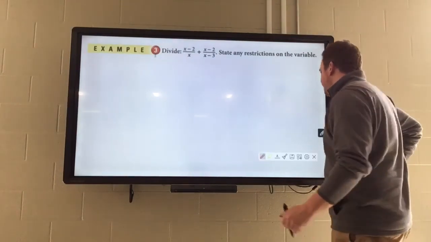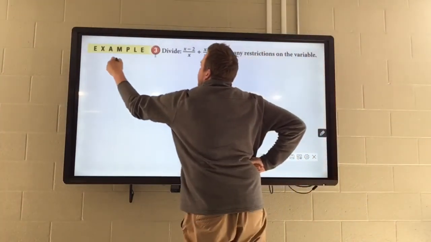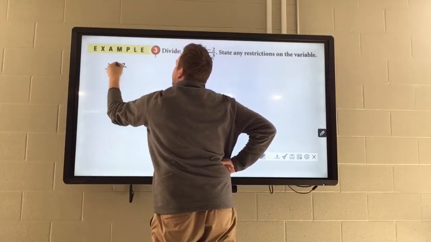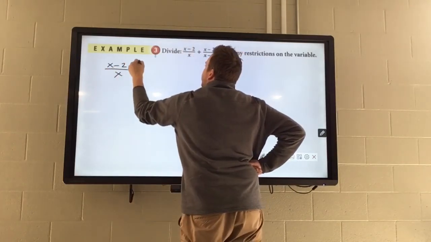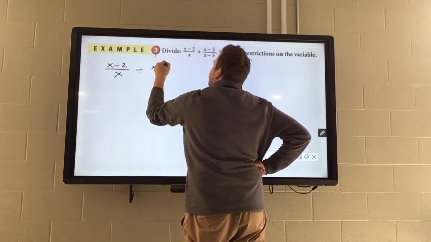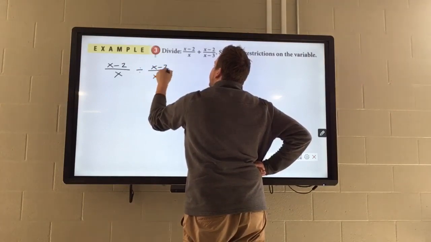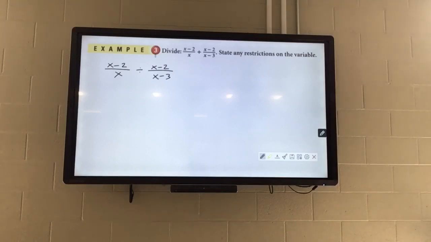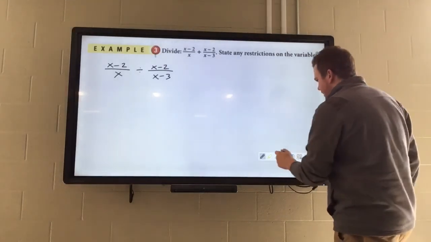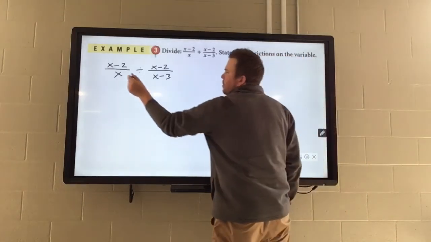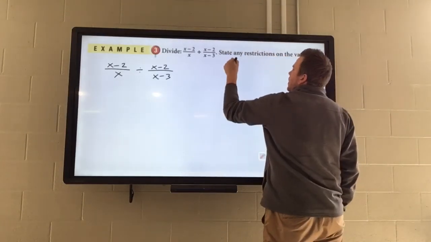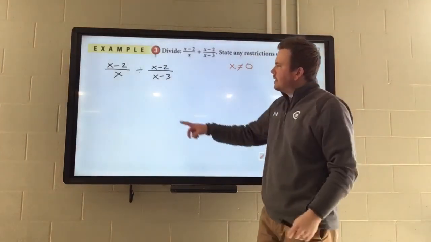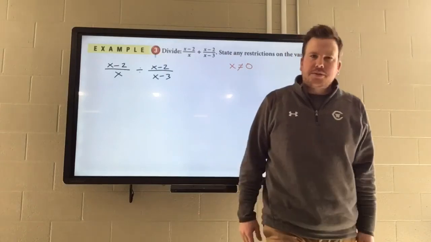So we're going to go ahead and divide. So in this case we have x minus 2 over x divided by x minus 2 over x minus 3. And let's go ahead and find the restrictions. So first, let's look to see what breaks this fraction. So we set our denominator equal to 0, and hey, it's already solved for us. So we know x can't be equal to 0. If x was equal to 0, it would break that fraction.